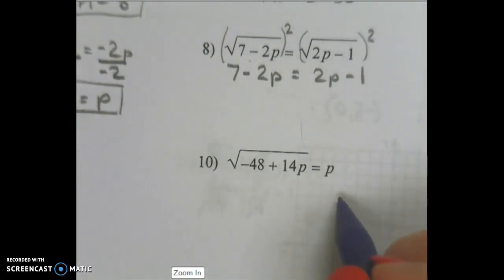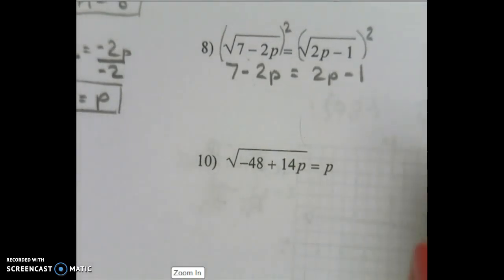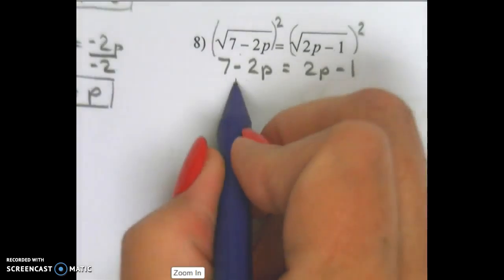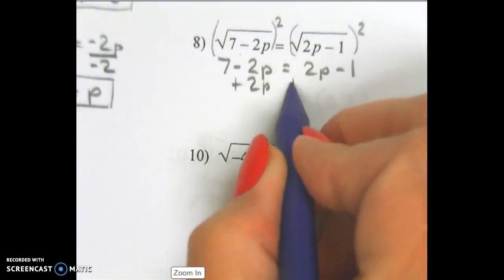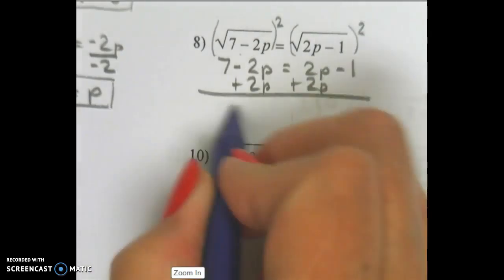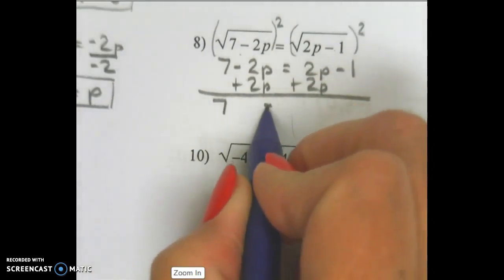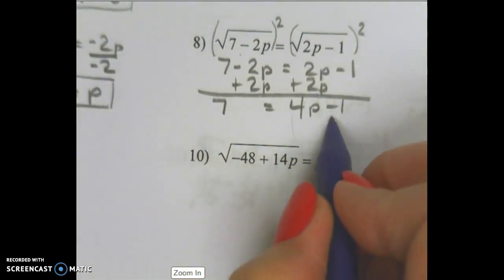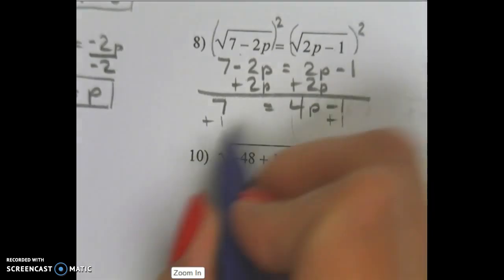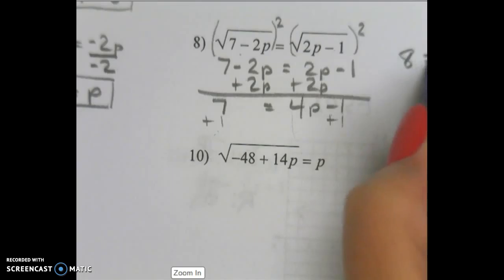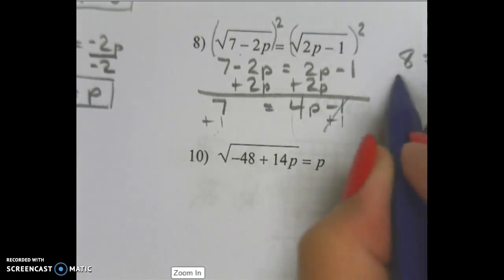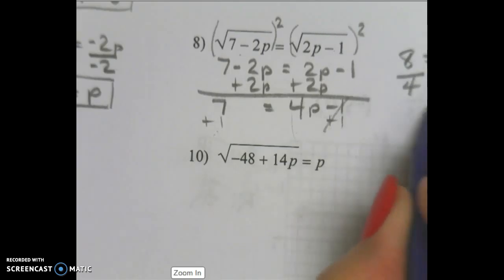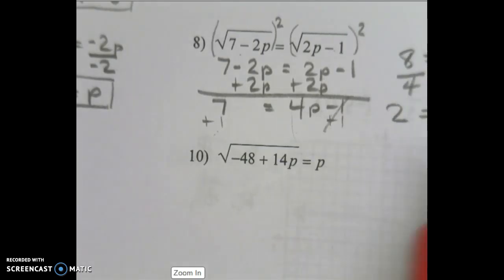I have variables on both sides of my equation, and so I must get rid of one of them. So I'm going to add 2p to both sides. 7 equals 4p minus 1. I'm going to add 1 to both sides. That gives me 8 is equal to 4p, divide by 4, and p is 2.